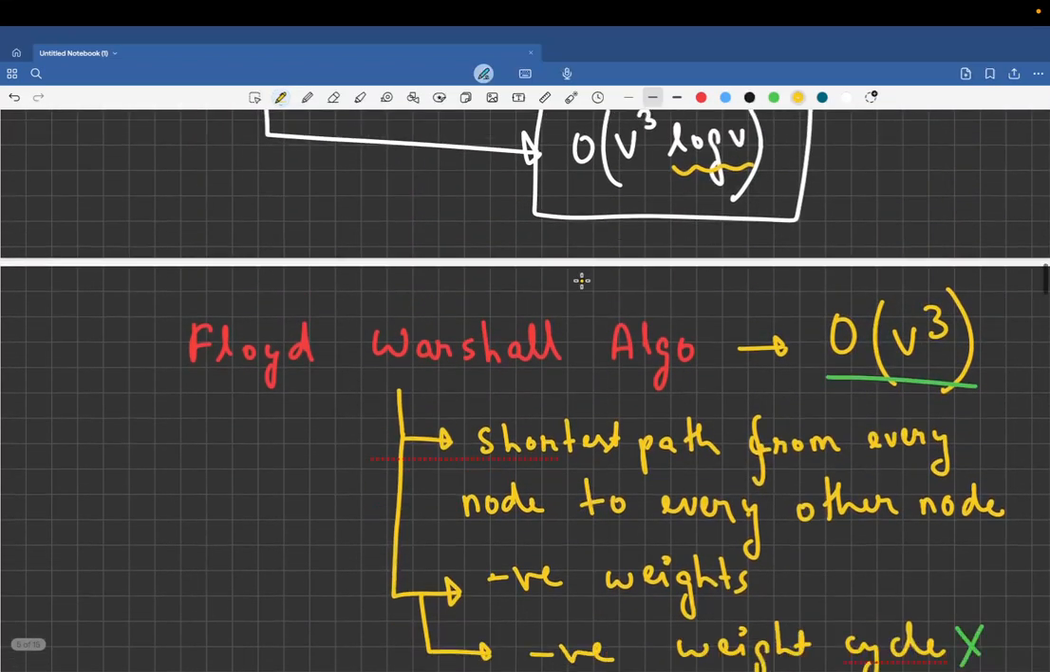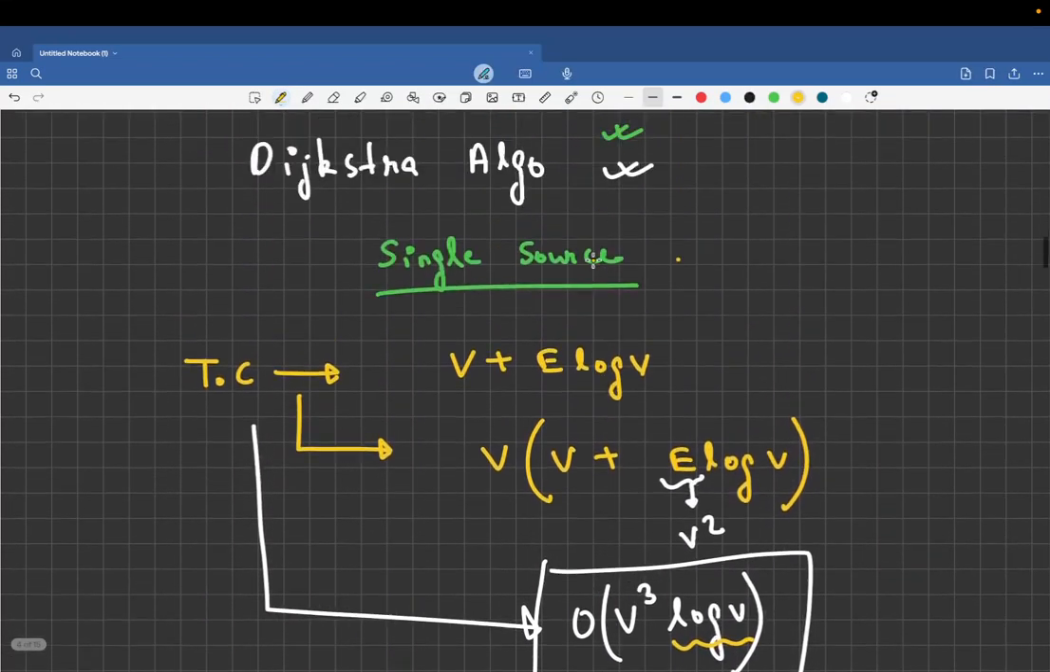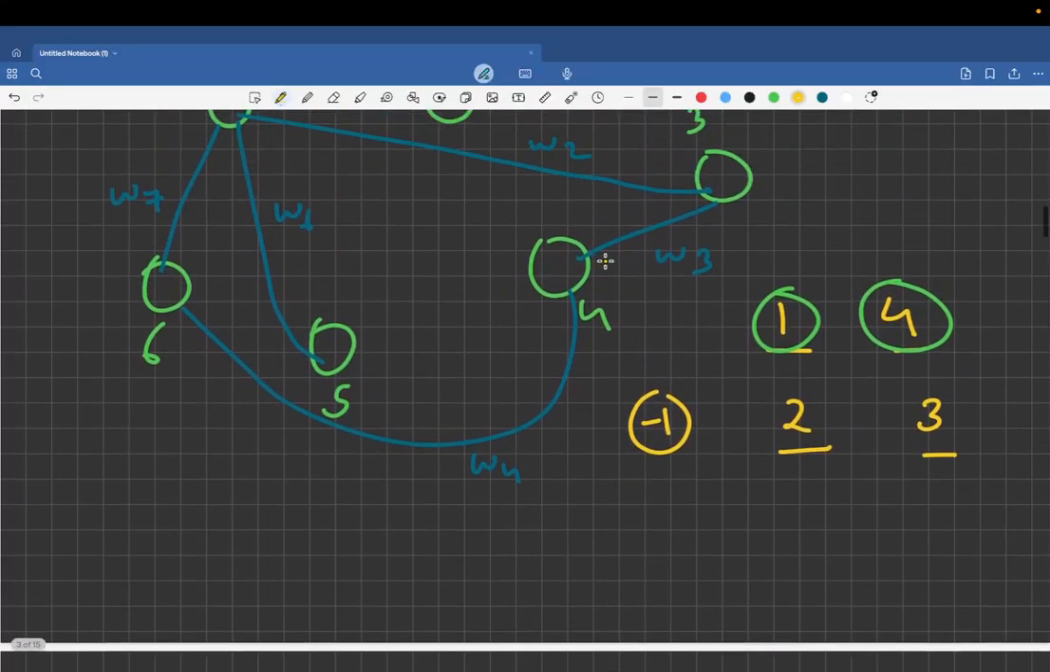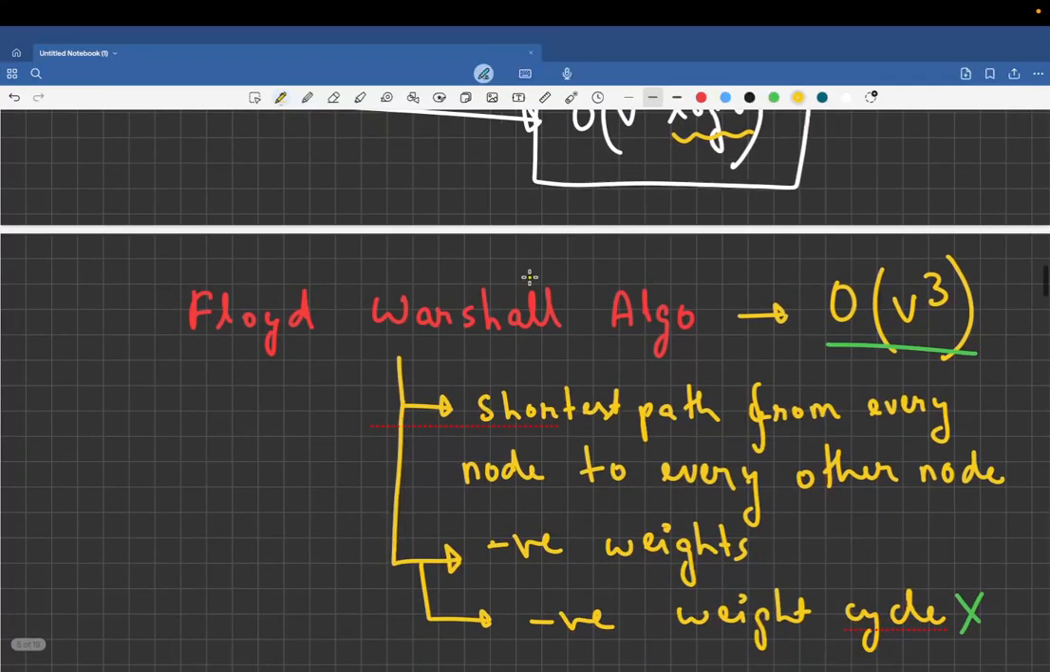You have to see in detail how Floyd-Warshall actually works. But if you want to find the shortest distance from any node to any other node, the Floyd-Warshall algorithm is something that will definitely help you out.